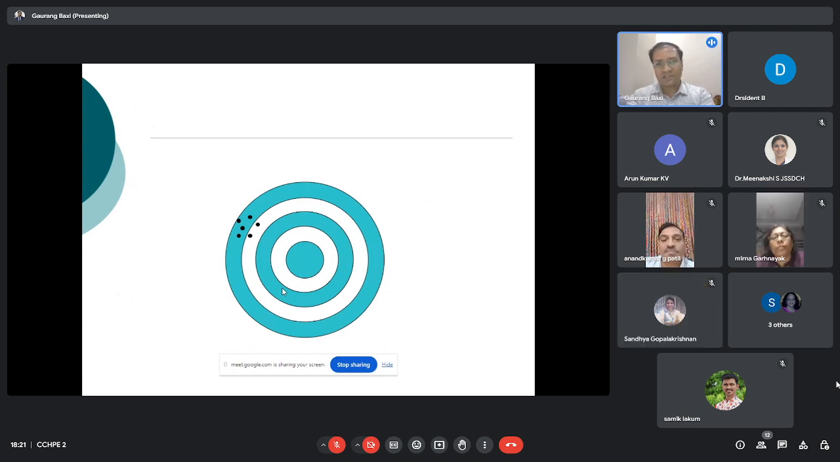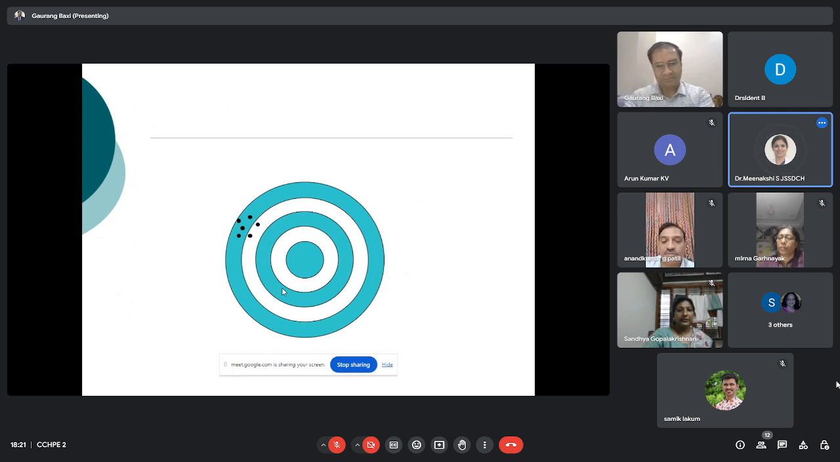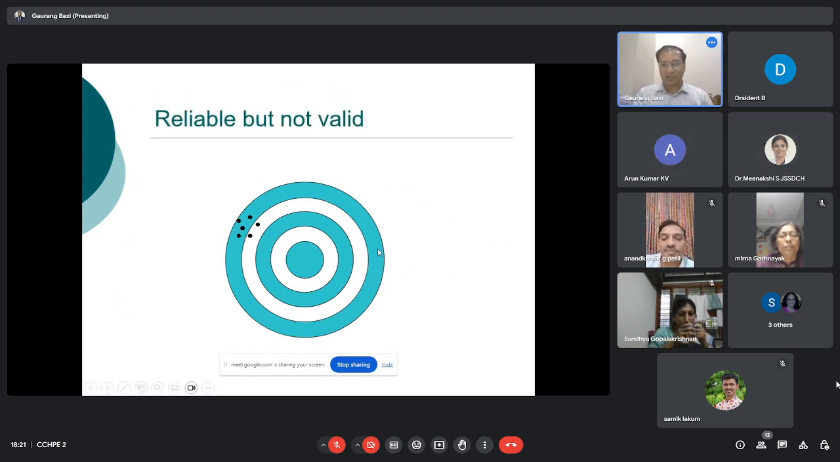Now, are the scores reliable? It's reliable, sir, because it's not scattered now. It's more clustered into one group. So definitely reliable, but is this valid? No, sir. It's not valid, because still we have not assessed what was supposed to be assessed in the middle.